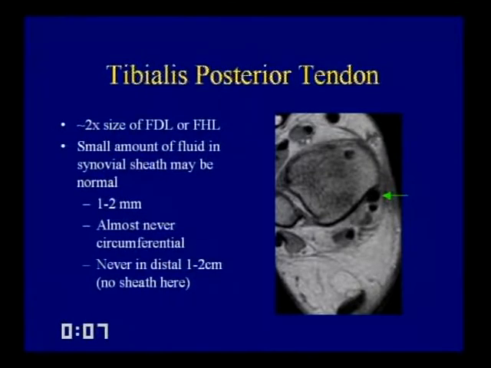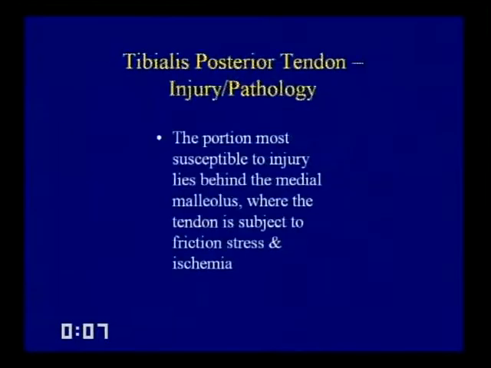And we're talking on the order of 1 to 2 millimeters, almost never circumferential. When it is, then I raise the possibility of a tenosynovitis, and never in the distal 1 to 2 centimeters, because as we said earlier, there's no sheath there. The portion of the tibialis posterior tendon that's most susceptible to injury lies right behind the medial malleolus, where the tendon is most subject to friction, stress, and ischemia.